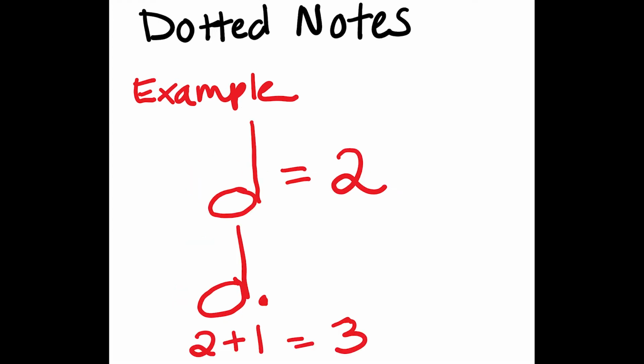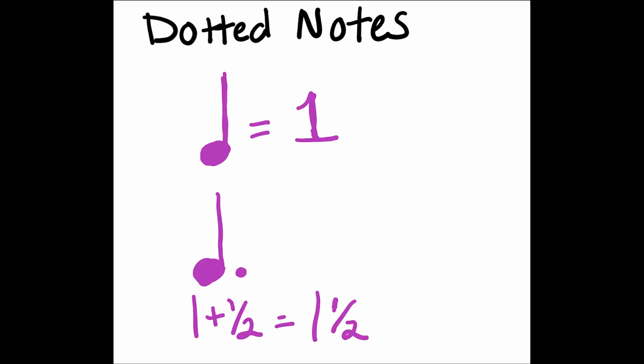Here's another example. A half note we know is equal to 2 beats, but with a dot next to it, 2 plus 1, because the dot is half of whatever it's connected to, equals 3. So now that dotted half note is equal to 3 beats. Now here's where it gets tricky. We have a quarter note which we know is equal to 1 beat, but with the dot next to it, a dot adds half of whatever it's connected to, and half of 1 is a half. So now that note is 1.5 beats.